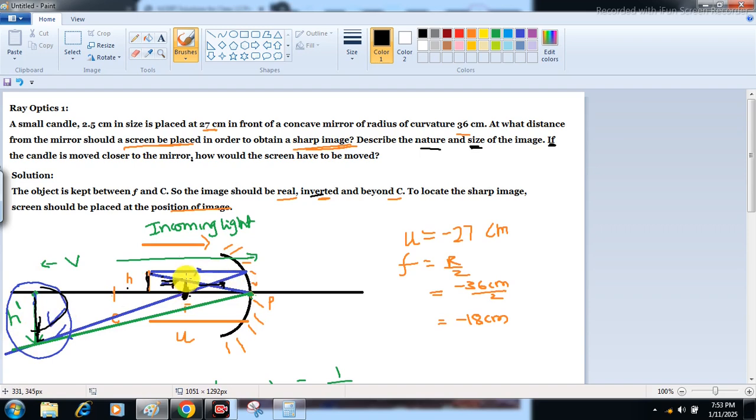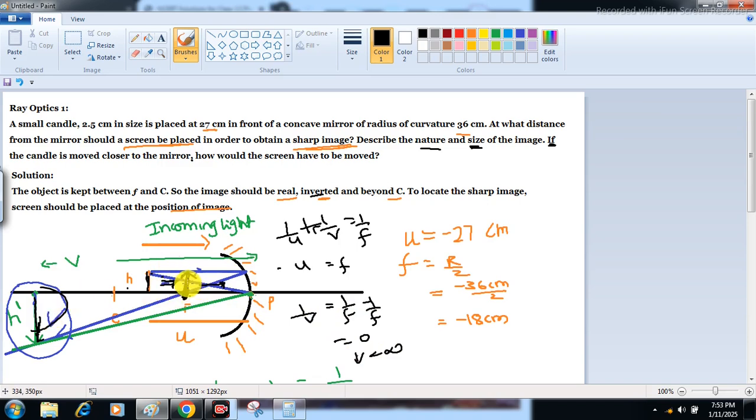Once the candle reaches the position of the focal point, the image is formed at infinity, that means very far, because 1 by u plus 1 by v equal to 1 by f. Since u equal to f, 1 by v equal to 1 by f minus 1 by f, that is 0, so v equal to infinity. Infinity means a very large distance from the mirror. That means the image is formed at a very long distance from the mirror, and it is real and magnified.